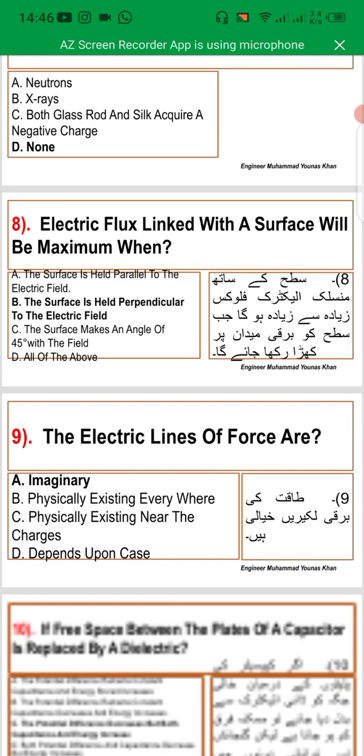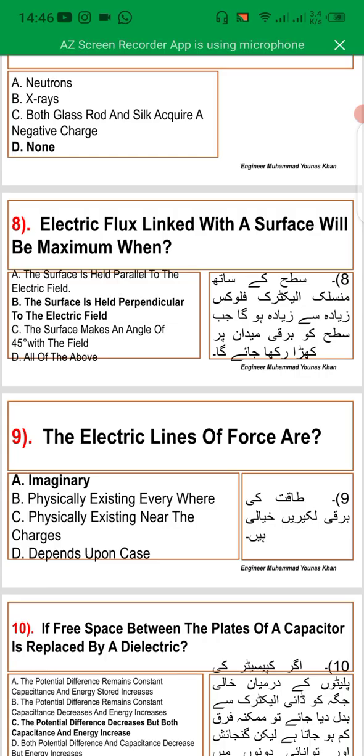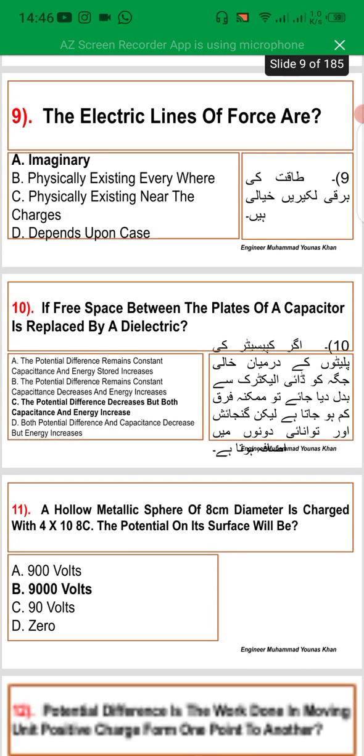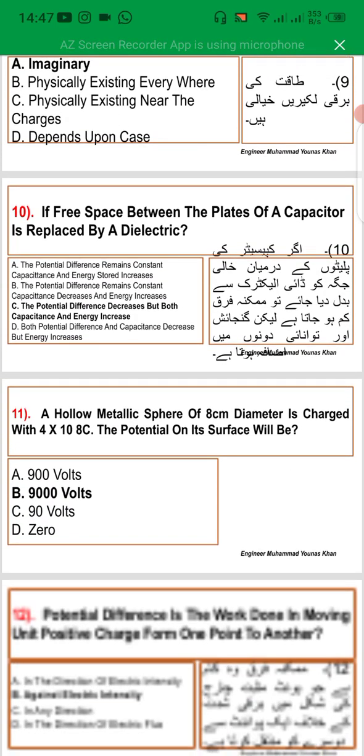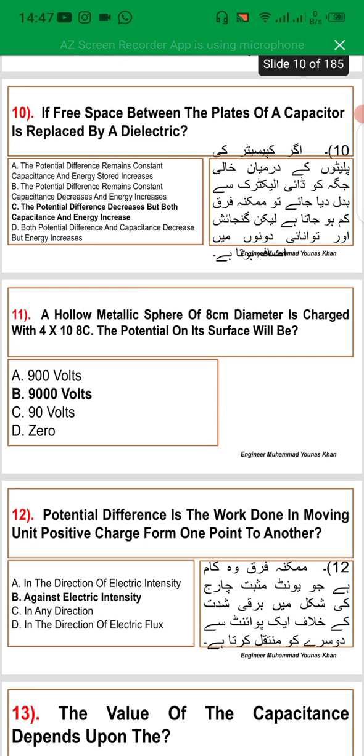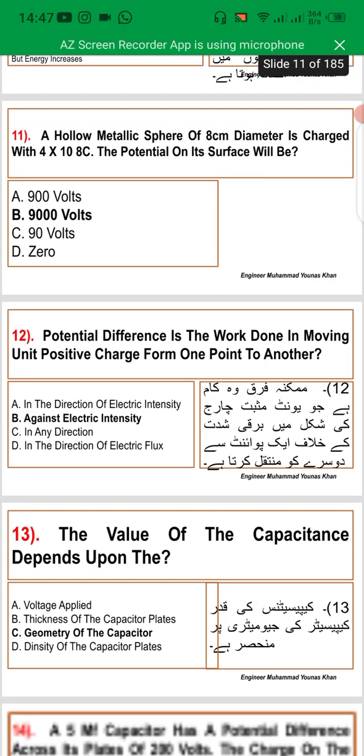Electric flux linked with a surface will be maximum when the surface is held perpendicular to the electric field. The electric lines of force are imaginary. If the free space between the plates of a capacitor is replaced by a dielectric, the potential difference decreases, but both capacitance and energy increase. A hollow metallic sphere of 8 cm diameter is charged with 4 × 10^-8 C. The potential on its surface will be 9000 volts.